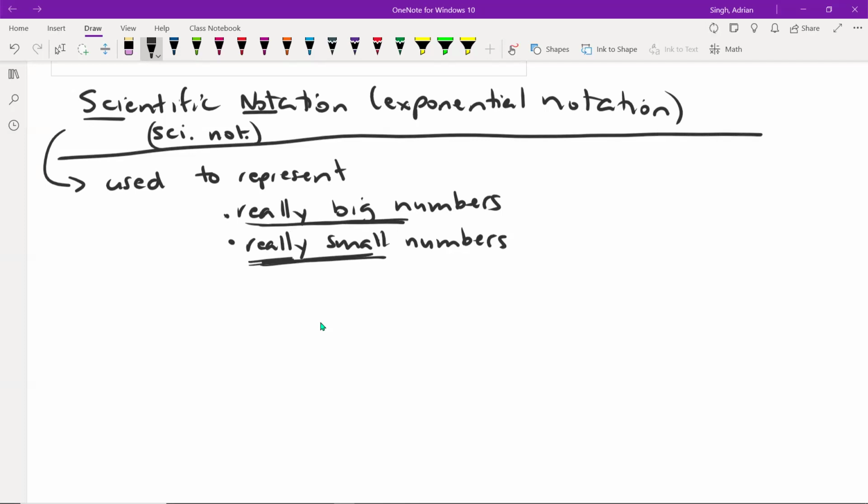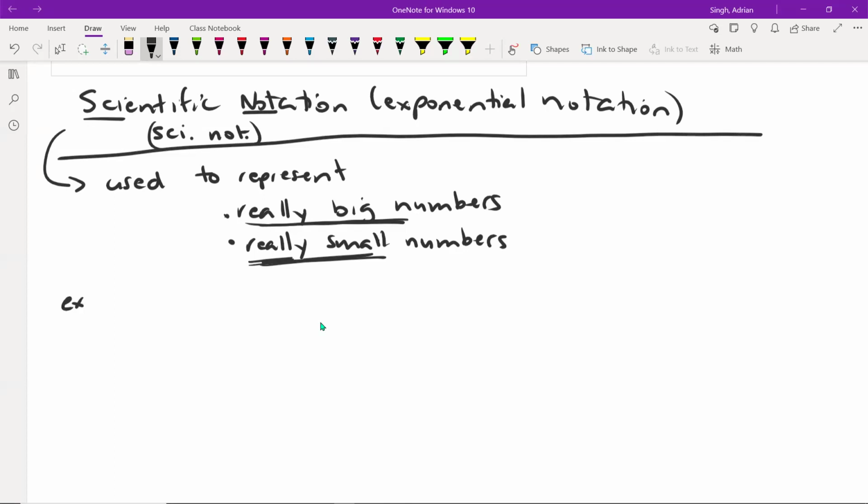All right, so that's sort of where we encounter these really small numbers and really big numbers, and why scientific notation is going to be so important: how to interpret it, how to represent numbers in scientific notation, how we use our calculator, and how we do calculations also.